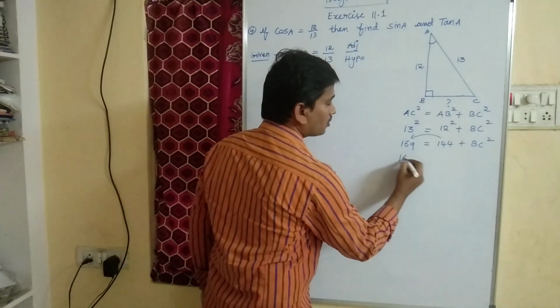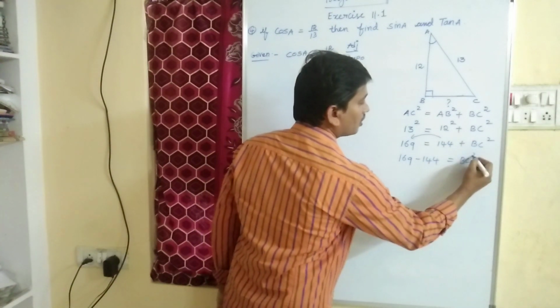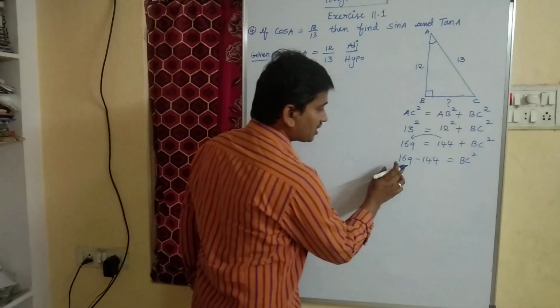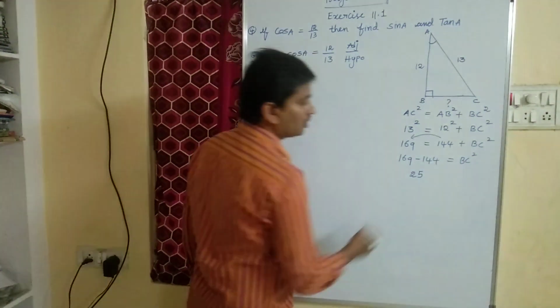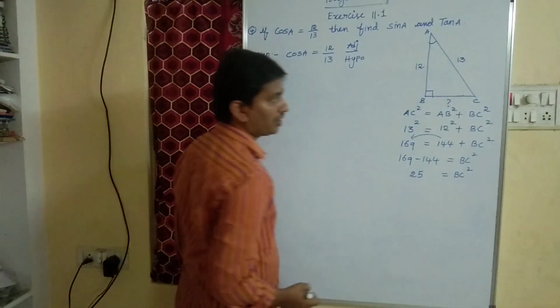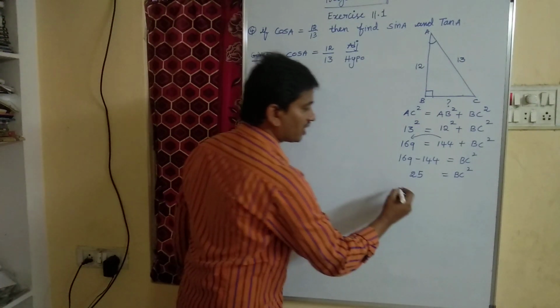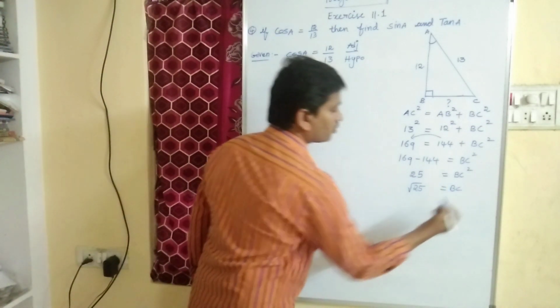144, if you transpose, 169 minus 144 is equal to BC square. So 169 minus 144, 9 minus 4 is 5, 6 minus 4 is 2. So 169 minus 144 is 25. If you transpose the square, it will become root 25. So BC equals root 25.